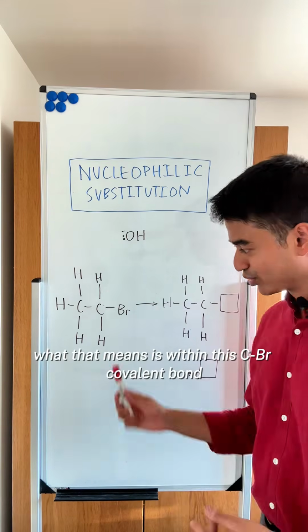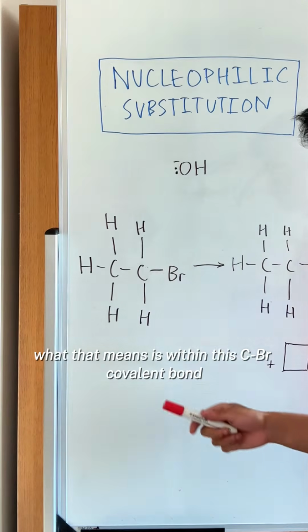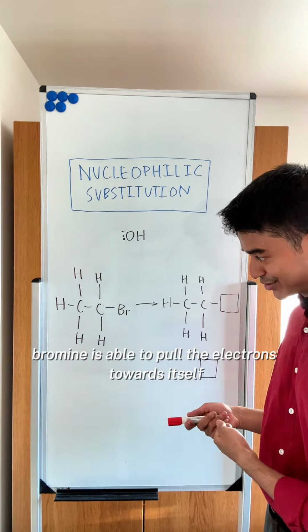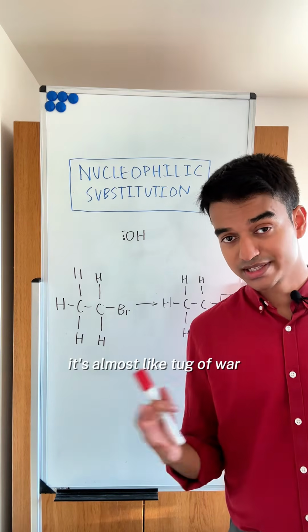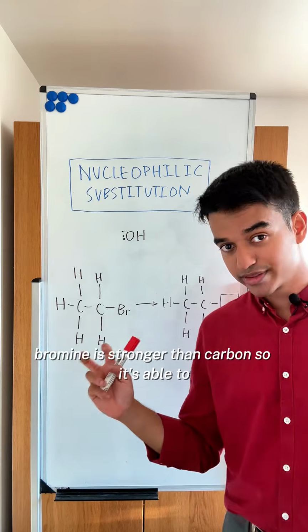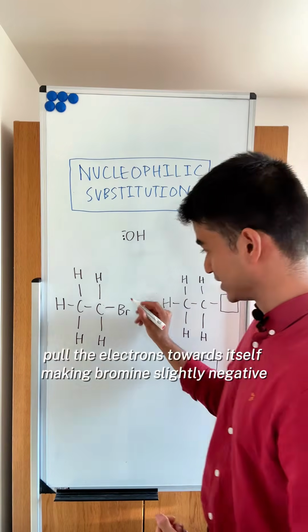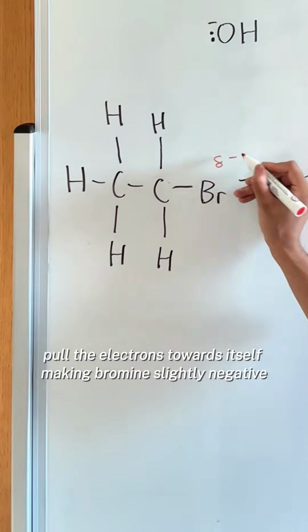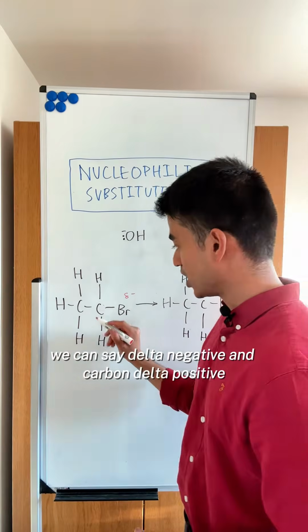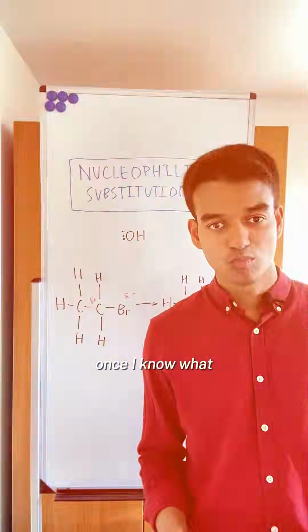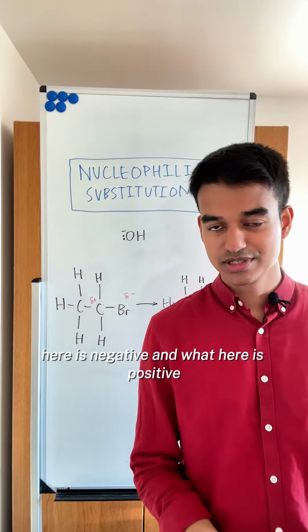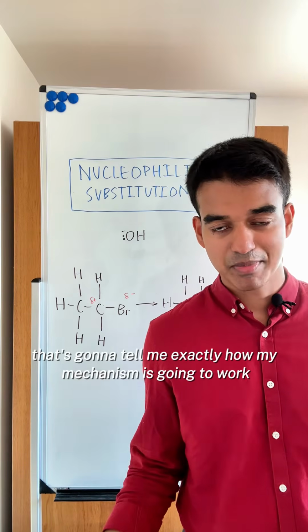What that means is within this C-Br covalent bond, bromine is able to pull the electrons towards itself. It's almost like tug of war. Bromine is stronger than carbon, so it's able to pull the electrons towards itself, making bromine slightly negative, or we can say delta negative, and carbon delta positive. Once I know what here is negative and what here is positive, that's going to tell me exactly how my mechanism is going to work.